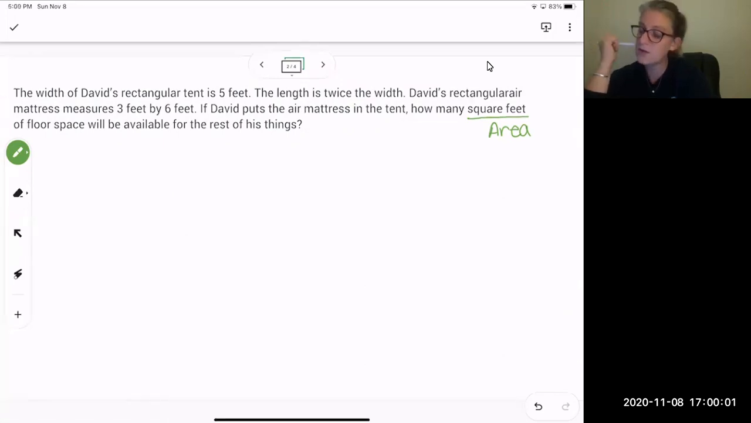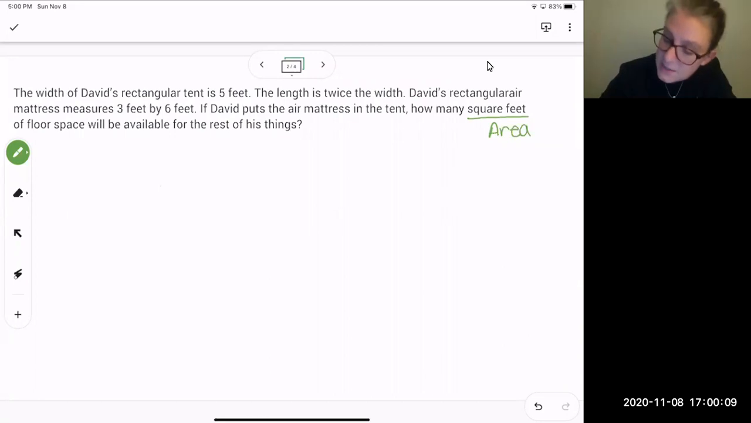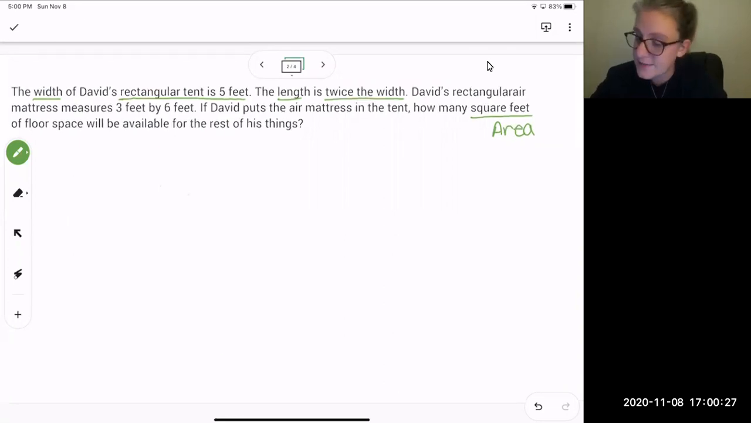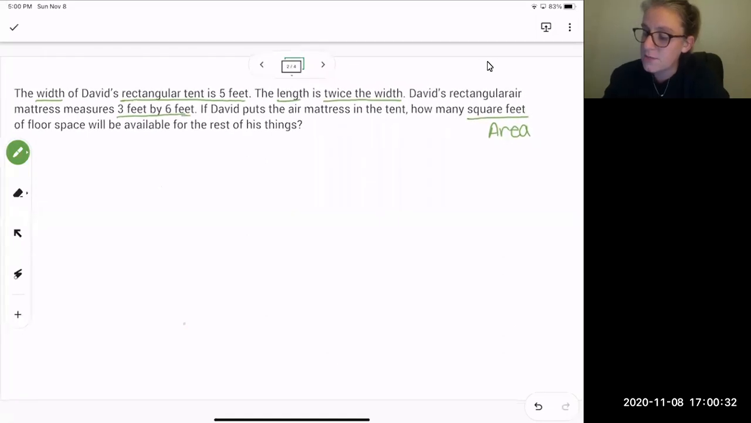Okay, so let's draw a picture to help us out. First, we need to identify the key components in order to draw our picture. So it gives us the width of his tent, and it's a rectangular tent, which is 5 feet. And then the length is twice the width. So that means 2 times. So we're going to multiply by 2. David's rectangular mattress measures 3 feet by 6 feet. So that gives us a good dimension for his mattress. So we know the length and the width.